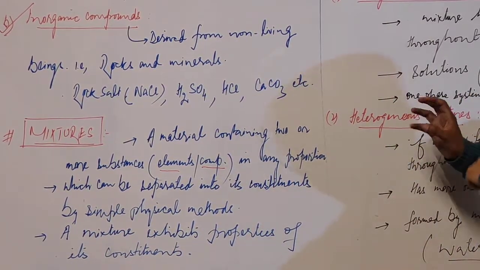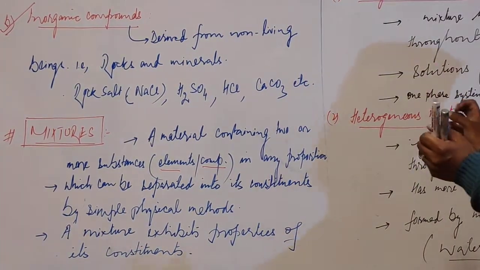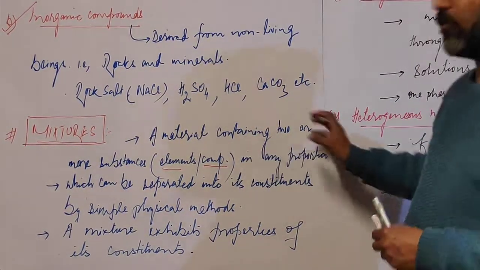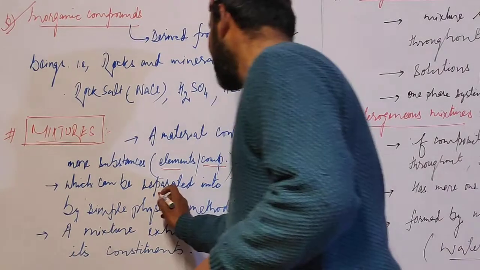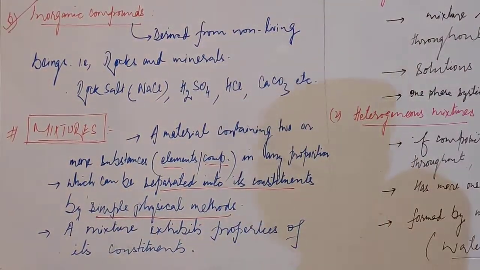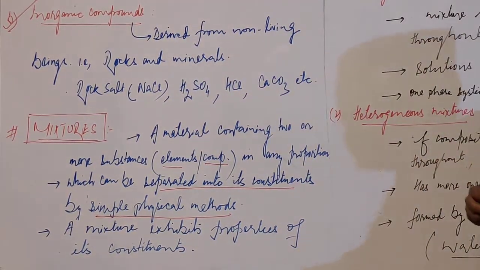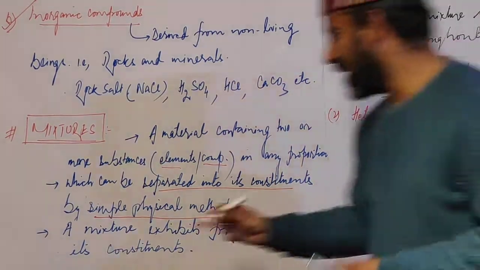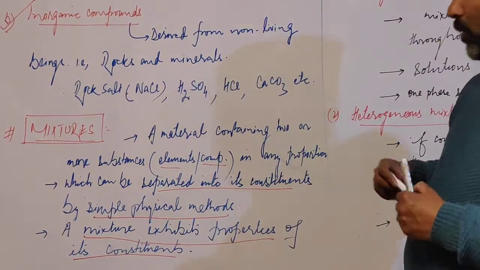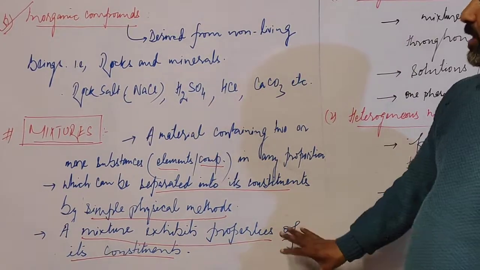So, that means they are not mixed in a definite proportion, so they can be mixed in any proportion, and components of a mixture can be separated by simple physical methods. And one more thing about a mixture is that a mixture exhibits properties of its constituent, means जो mixture की property होगी वो उसके constituent की properties को show करता है.